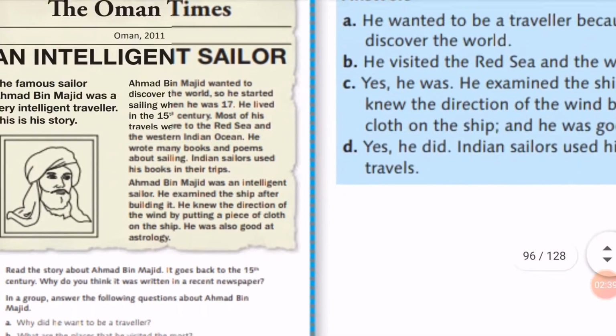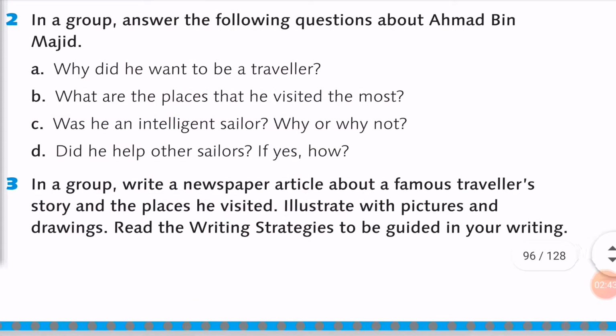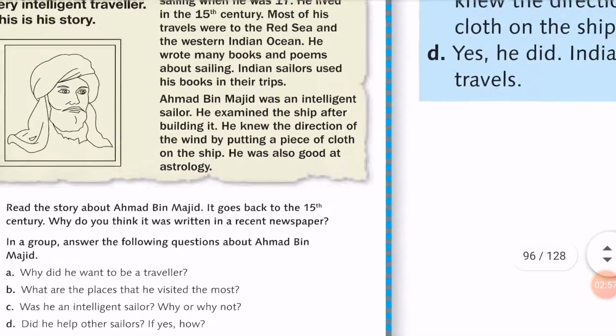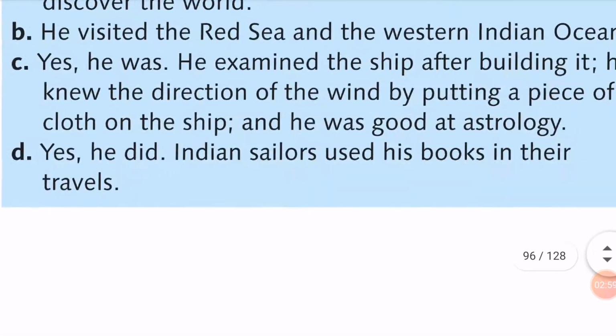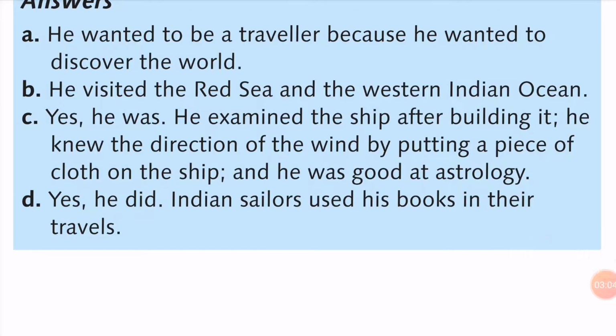Move to read the next question B. What are the places that he visited the most? Okay, now ما هي الأماكن التي زارها على وجه الخصوص، معظم الأماكن أو الأماكن التي زارها في الأكثر مرات. Okay, so the answer here B: He visited the Red Sea and the Western Indian Ocean. هو زار البحر الأحمر والمحيط الهندي الغربي.